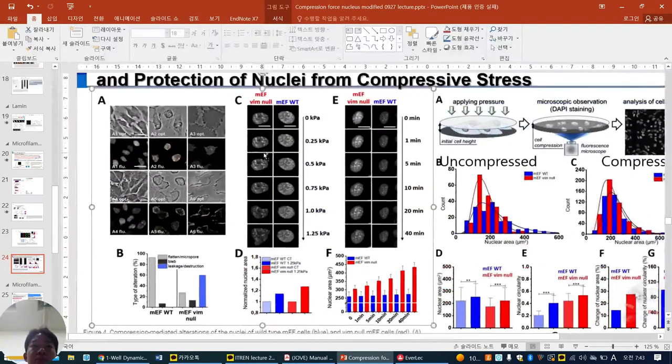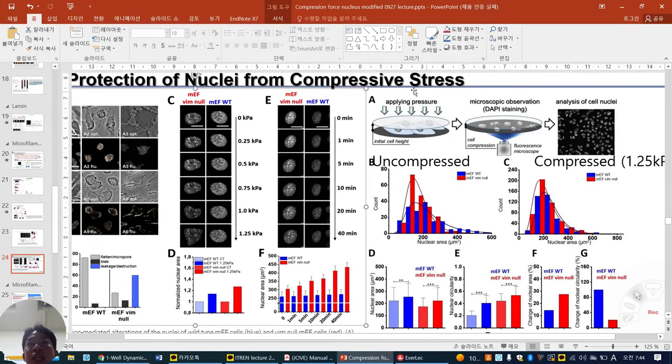And then they check, while they're compressing the cell, how the cell behaves and how the nucleus behaves. So when you see this, along with the increase of compression, the vimentin negative cell, compared to wild type, has its nucleus changing very much. Okay? And here, depending on the time, their nucleus is also easily enlarged in 2D projection area. So here, this kind of imaging, they analyze based on this.